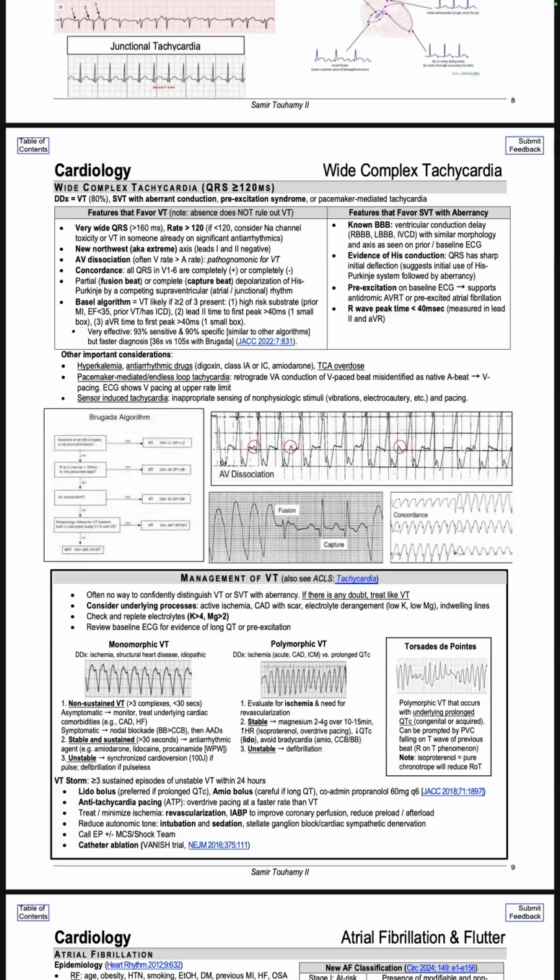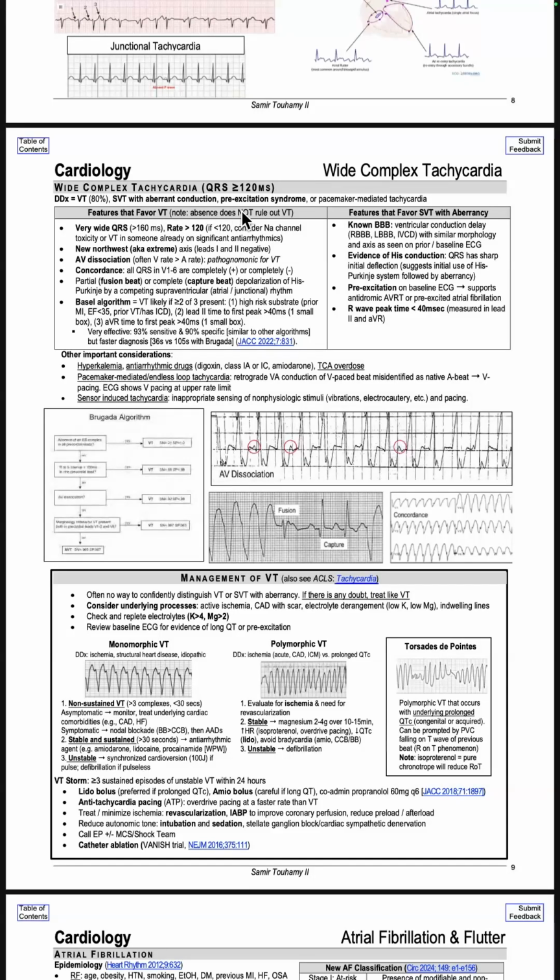Today, I'm going to be talking about wide complex tachycardia and the management and diagnosis. We've discussed narrow complex tachycardia in the previous video. In this video, we're going to be discussing wide complex tachycardia. As a definition, wide complex tachycardia is a rhythm that is greater than 100 beats per minute. The QRS complex width is greater than 120 milliseconds or 3 small boxes. The differential for this is most likely ventricular tachycardia 80% of the time, or SVT with aberrant conduction.